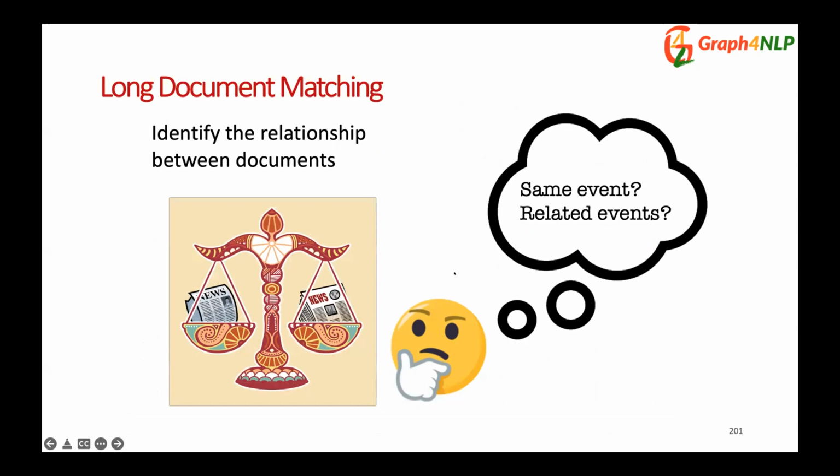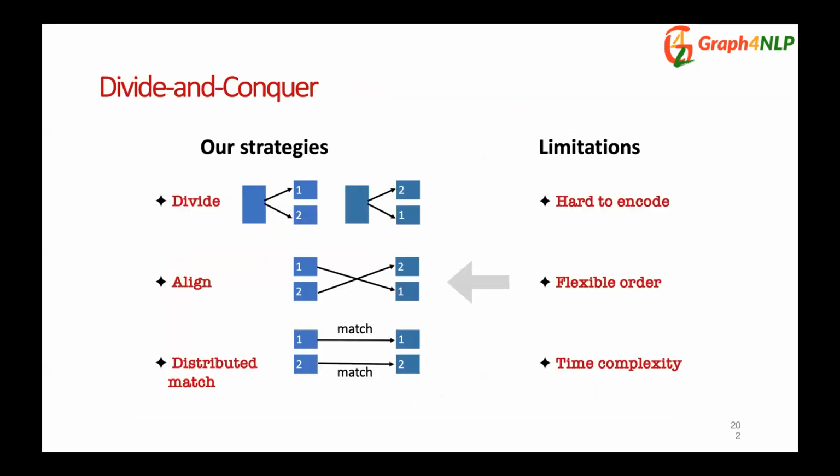Next, we talk about how we can do text matching, both long document matching and short text matching. For long document matching, you can see that in the Story Forest system, we need to compare whether two articles are talking about the same event or not. This is different from sentence pair matching, because for long documents it's harder to encode the semantics, and you can shuffle the different passages in the document and keep the meaning unchanged. Also, with the increase of length, the time complexity of matching also increases.